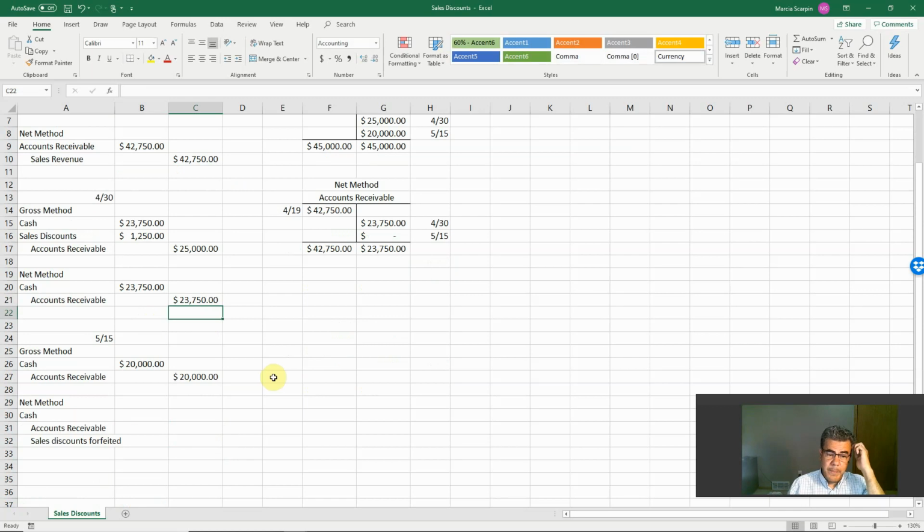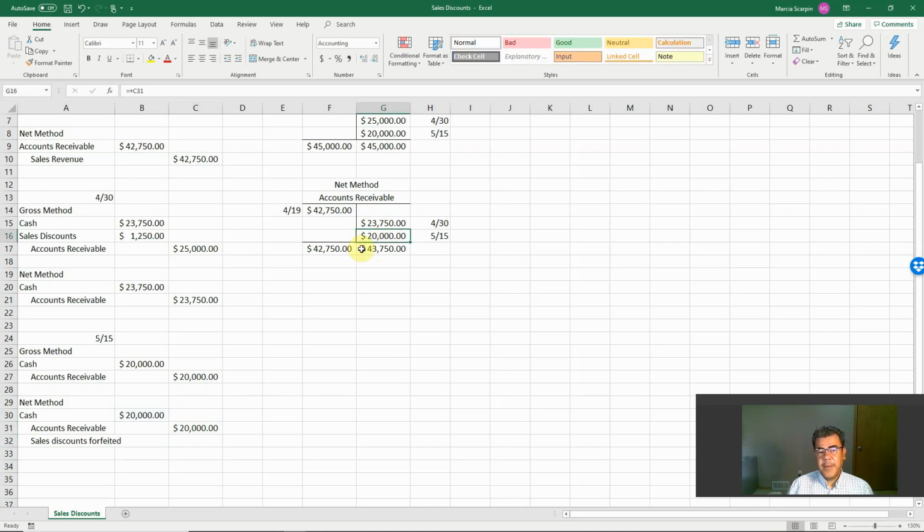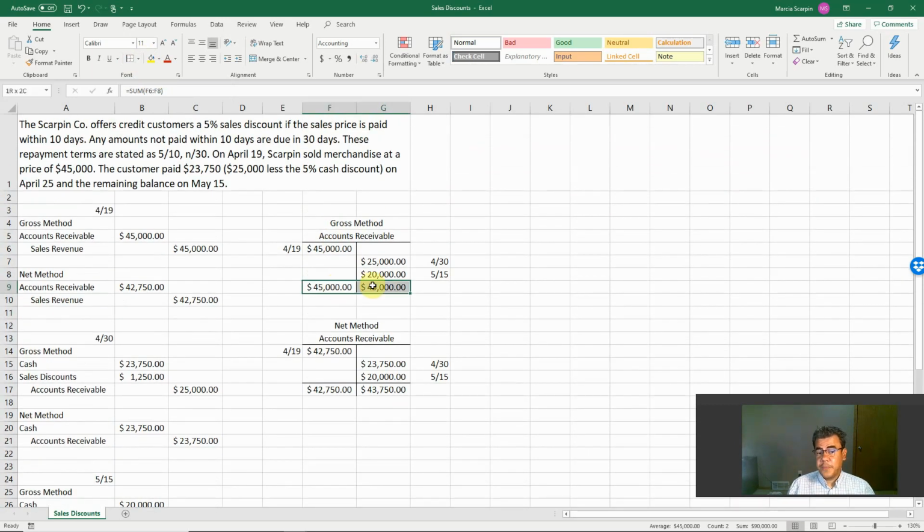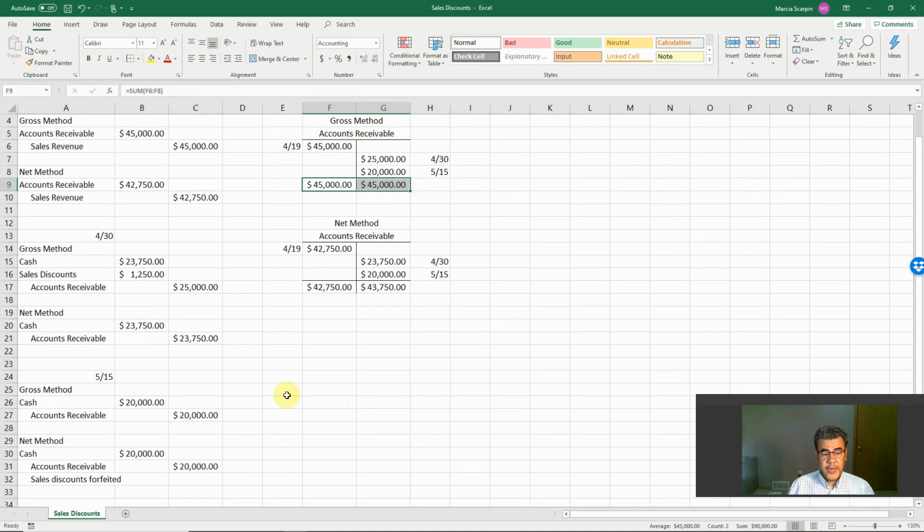However, on May 15th, we received $20,000 in cash. How much do we deduct from my accounts receivable? If we deduct the 20, we will have a problem here because my T account will not be balanced. So we have a problem because this number, as well as in the gross method, needs to be balanced. So how do we do that?